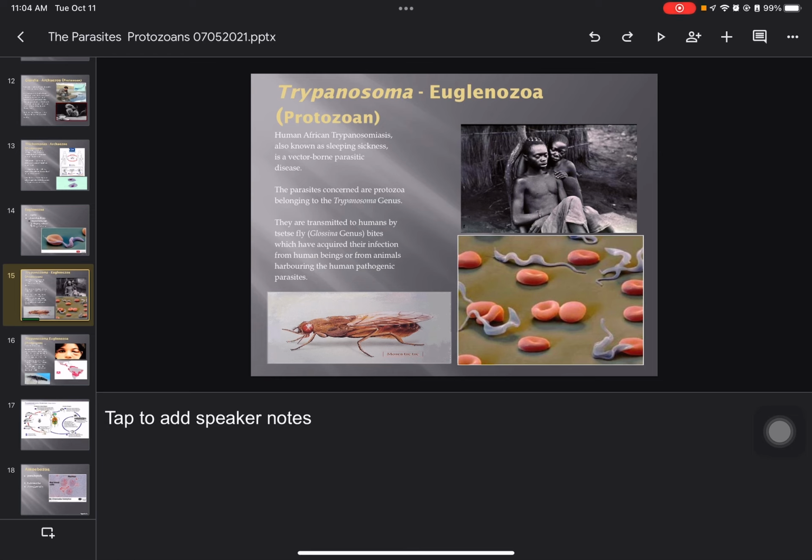Now these are different because these are in the blood, right? And I just told you that 99% of all the protozoans that are parasitic are fecal-oral. Well, here's some that are not. Right? The second one is the one that we are going to be worried about, and this is Chagas disease.